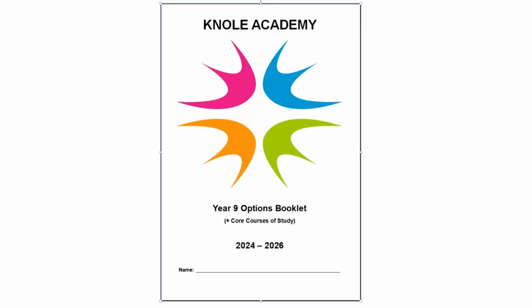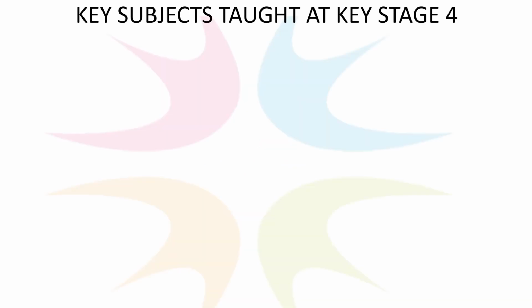All Year 9 students have been given a hard copy of this booklet. It contains all the information about the subjects on offer and how to make your choices. This booklet should be used in conjunction with the information and videos here on the website in the virtual option event. If you haven't received your copy of this booklet yet, please check with your tutors in the first instance and then admin. So let's have a look at your Key Stage 4 subjects in more detail.